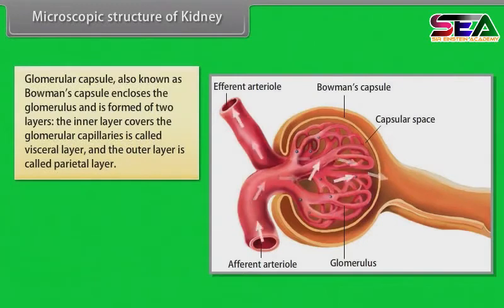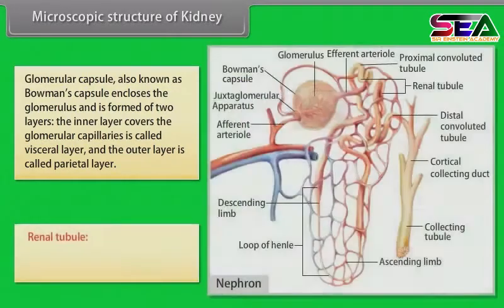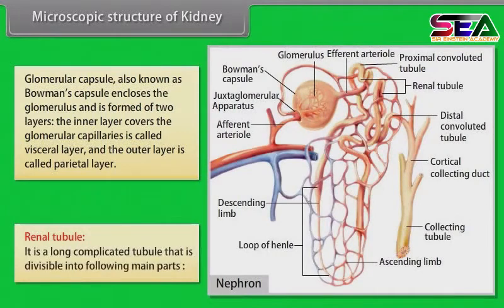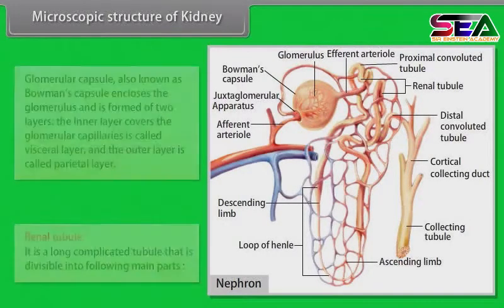Glomerular capsule, also known as Bowman's capsule, encloses the glomerulus and is formed of two layers. The inner layer covers the glomerular capillaries and is called the visceral layer, and the outer layer is called the parietal layer. Renal tubule. It is a long complicated tubule that is divisible into the following main parts.